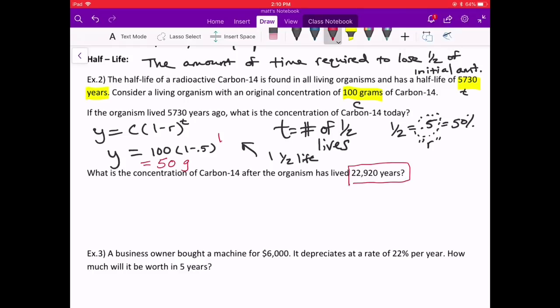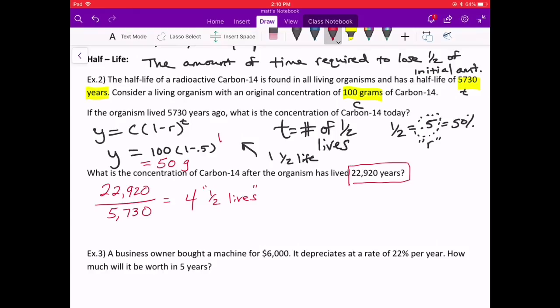The first thing you've got to do is figure out what your T is. And your T is not 22,920. Your T is the amount of half-lives. So right away, I'm figuring out how many times the length of my half-life, 5,730, goes into 22,920. So in my calculator, 22,920 divided by 5,730 is 4. So that's 4 half-lives. So that means that I'm going to type in 4 for my T value.